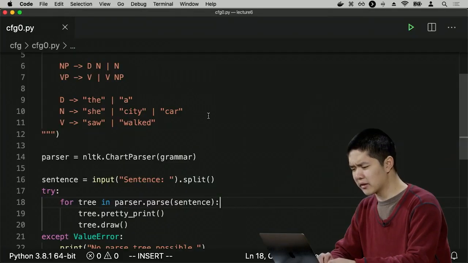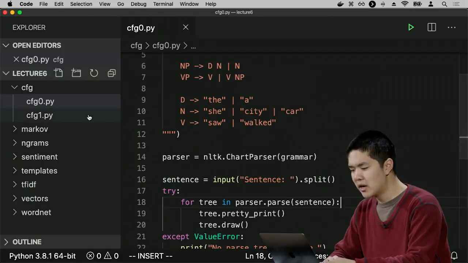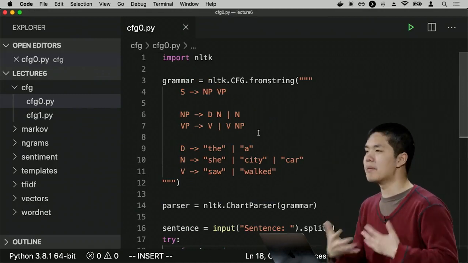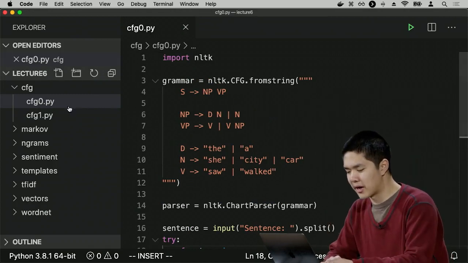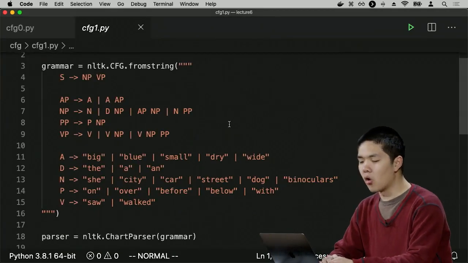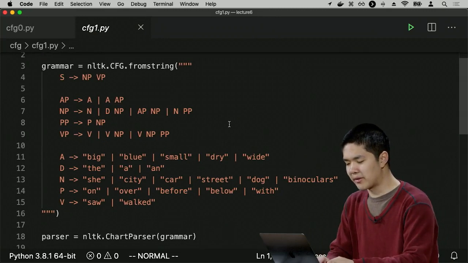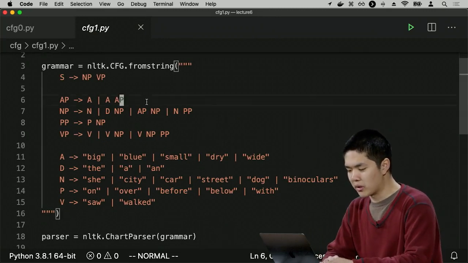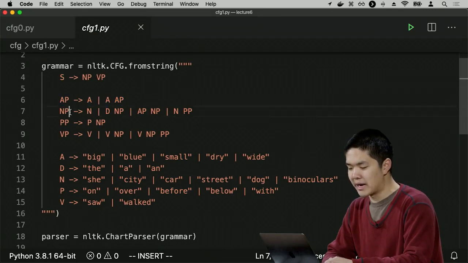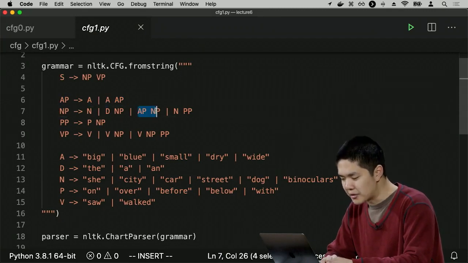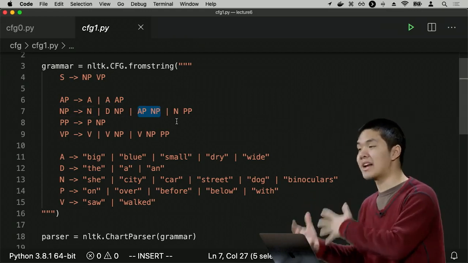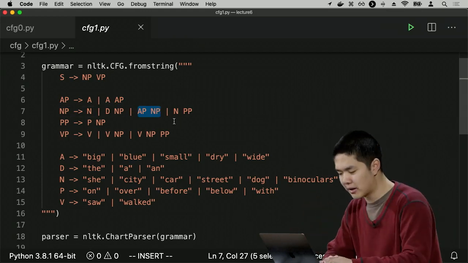And just to give you a sense of some added complexity we could add here, the more complex our grammar, the more rules we add, the more different types of sentences we'll then have the ability to generate. So let's take a look at CFG1, for example, where I've added a whole number of other different types of rules. I've added adjective phrases, where we could have multiple adjectives inside of a noun phrase as well. So a noun phrase could be like an adjective phrase followed by a noun phrase. If I wanted to say something like "the big city," that's an adjective phrase followed by a noun phrase.